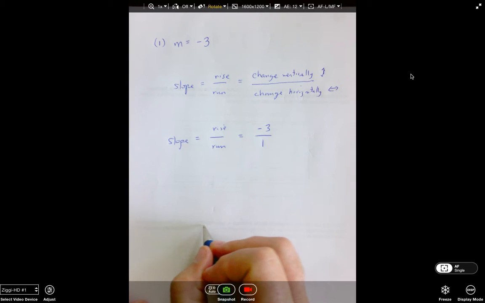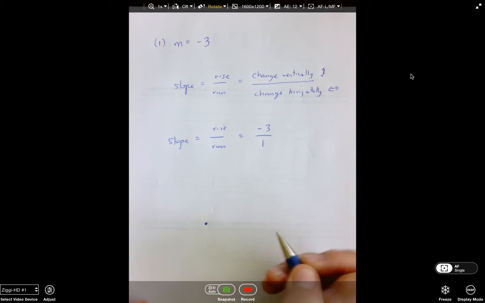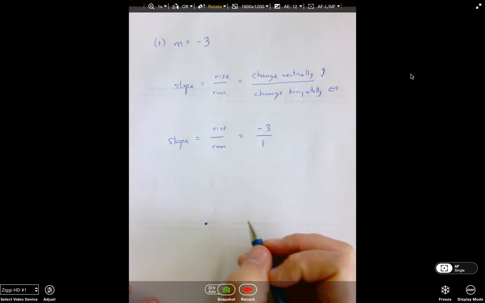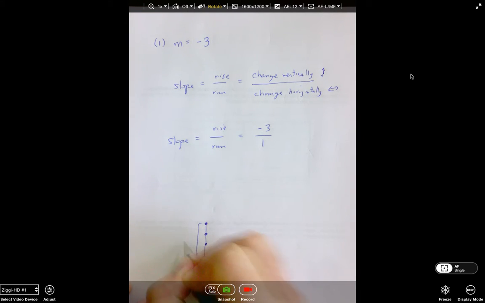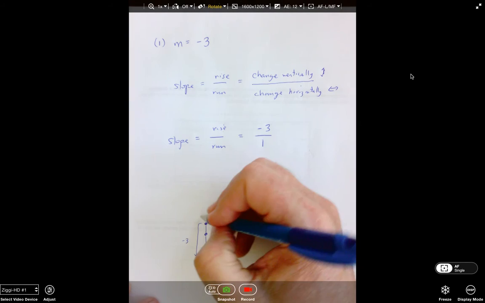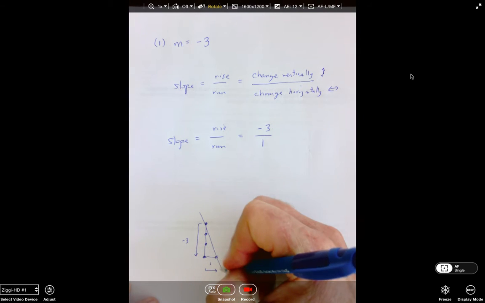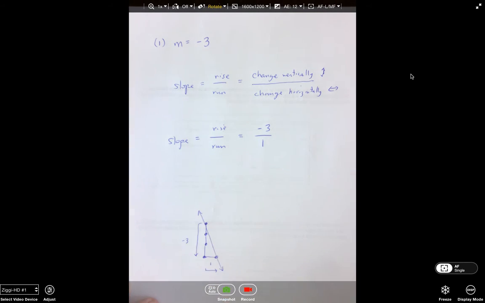So if you can imagine starting at some arbitrary point on a line, negative 3 says we're going to move down 1 point, 2 points, 3 points. For every move that we go to the right one. So this slope that we're going to have is going to look something like that.